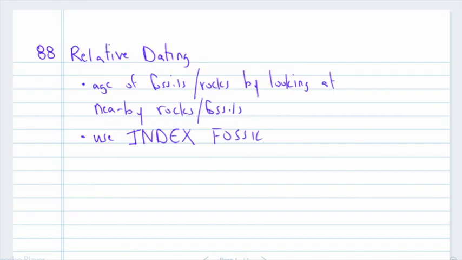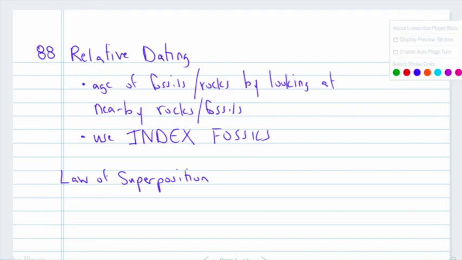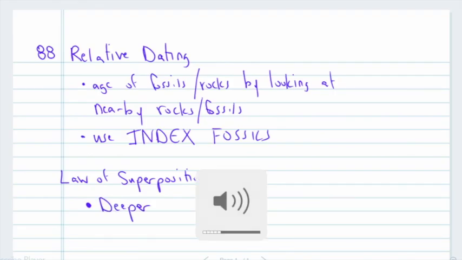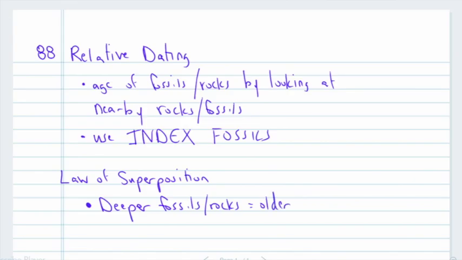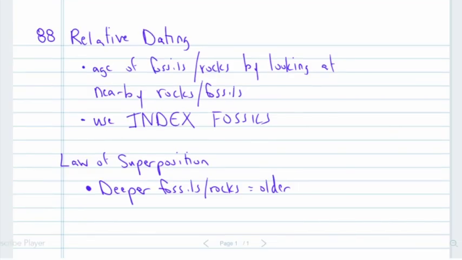Now, all of this is based on a simple idea, which is called the Law of Superposition. Sounds like a pretty neat thing, right? The Law of Superposition. But all that really means, super means above, and position is position. So the Law of Superposition basically says one thing, okay? It says that deeper fossils or rocks are older. And that's because they got laid down first, and the newer ones got built up on top of that, okay?